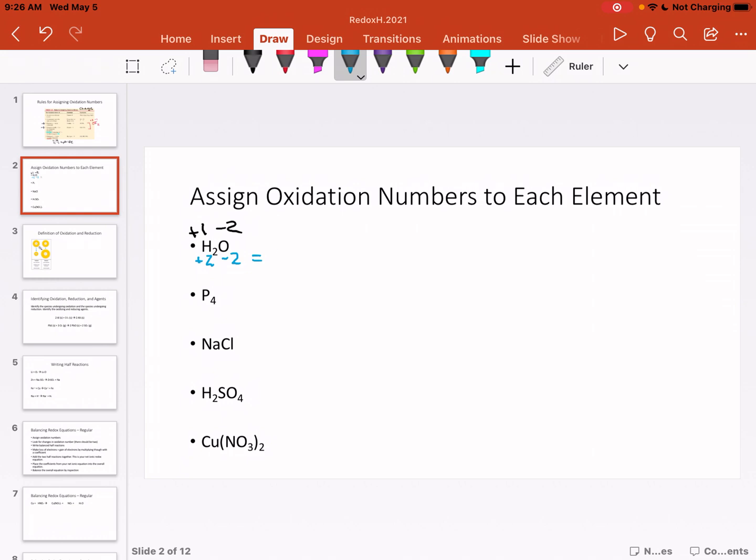And so, of course, what can we see here? If I have a neutral compound, then the sum of the oxidation numbers must be 0. So let's take a moment and jot that down. Sum of oxidation numbers in a neutral compound, meaning electrically neutral, must be 0.